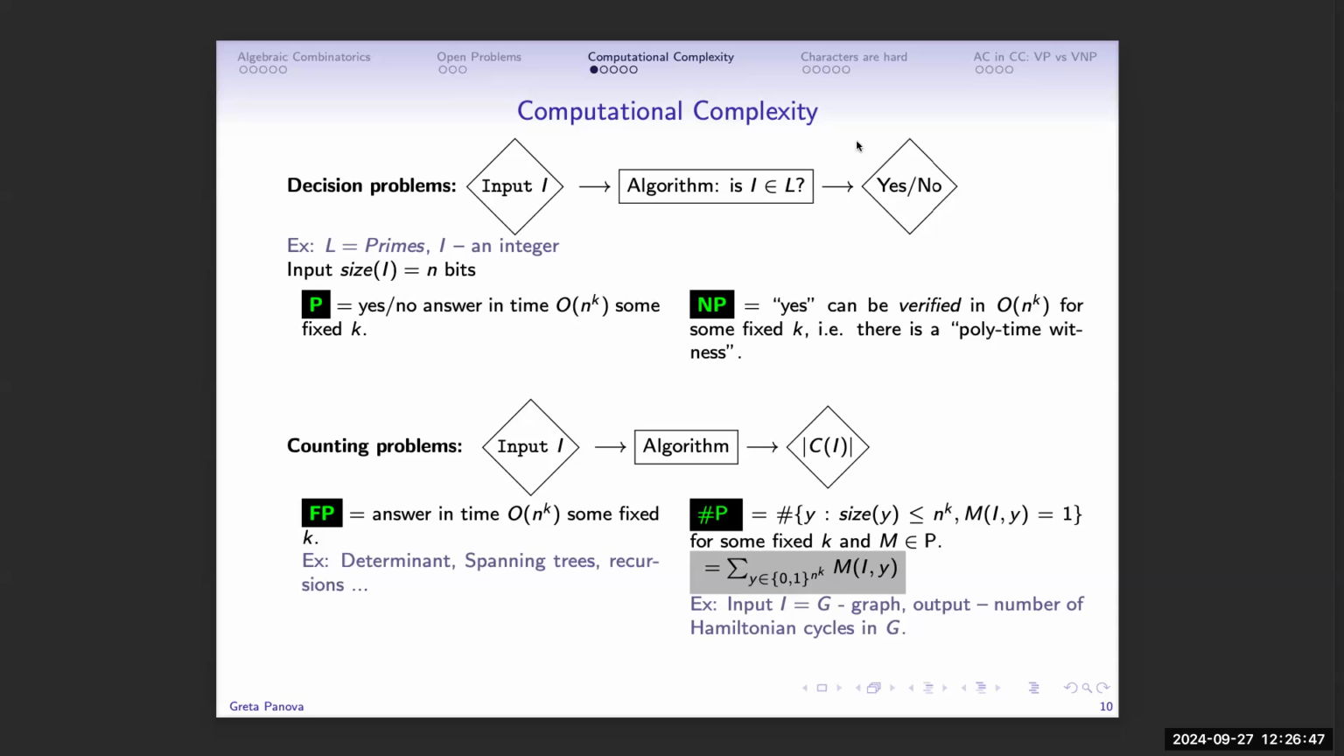It's basically the answer is going to be a sum over exponentially many things. So here is some parameter space of exponentially many options. But each of these things that you're counting takes polynomial time to verify. So you're going over exponentially many objects, but you check in polynomial time if each of these objects is the thing you want to count.